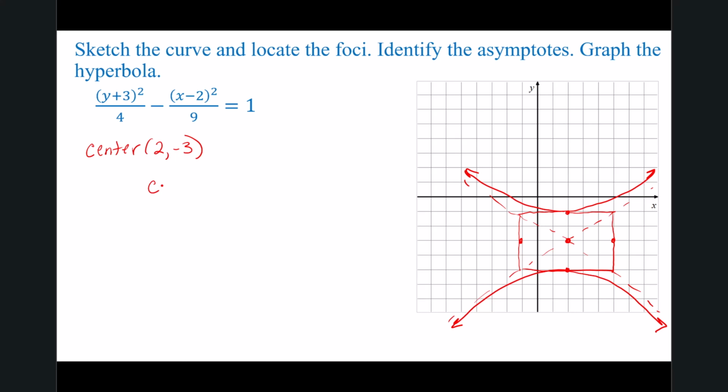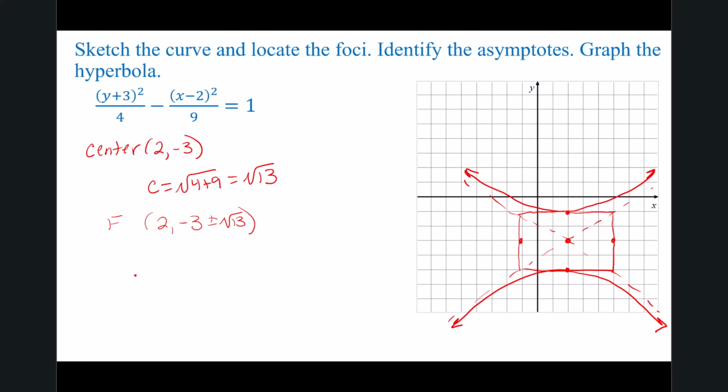So the c value is the square root of 4 plus 9, or the square root of 13. And the focus points go vertically, the same direction as the hyperbola, which is vertical. So the y coordinate of my center is going to change. So the foci would be (2, negative 3 plus square root of 13) and (2, negative 3 minus square root of 13) for the two focus points.